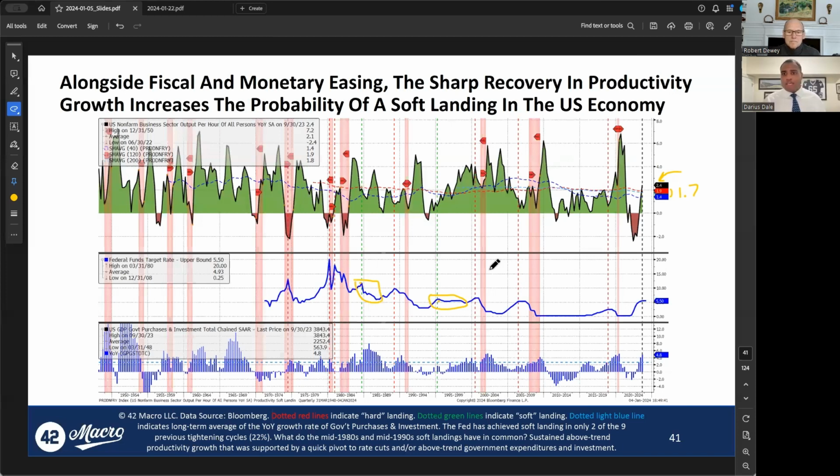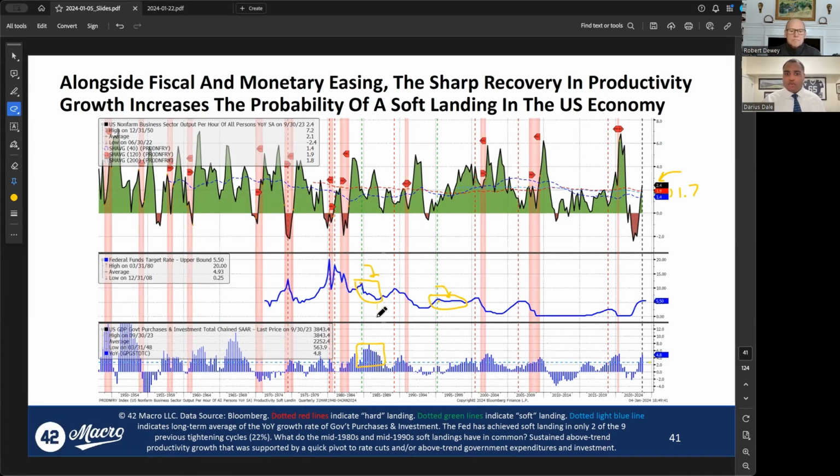You need to have two things happen. You need to have the Fed acknowledge that it wants a soft landing by pivoting to rate cuts, which is exactly what the Fed has outlined it's going to do throughout 2024. And you probably need to have some combination of above trend fiscal spending. That's what this chart down here in this panel shows: government purchases and investment on a year-over-year basis. The light blue dotted line just shows the long-term mean of that time series.